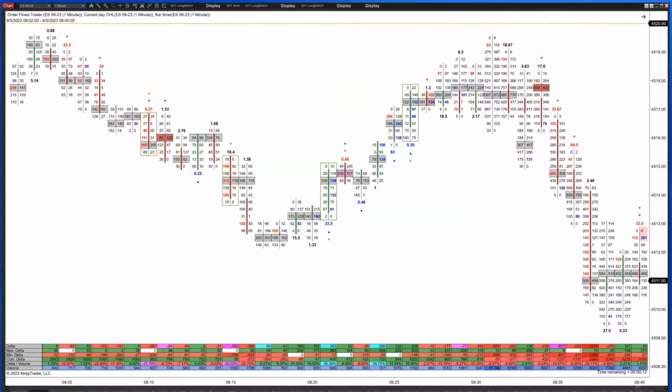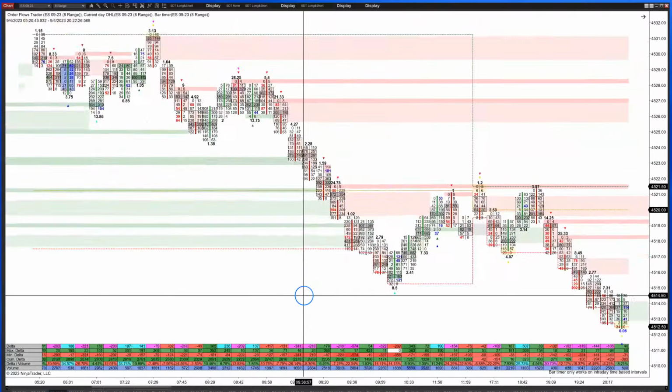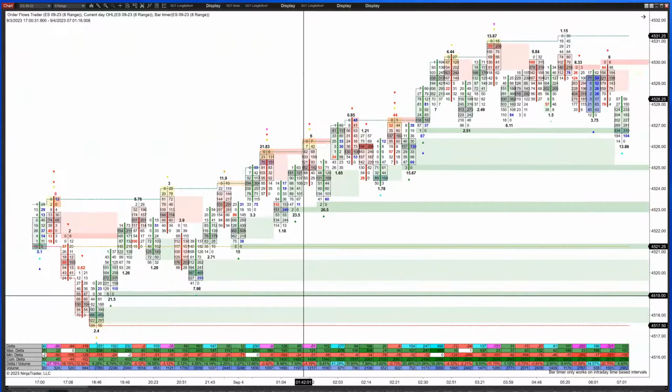Let's just go back. I think I had a euro, or sorry, this is the E-minis 8 range chart.